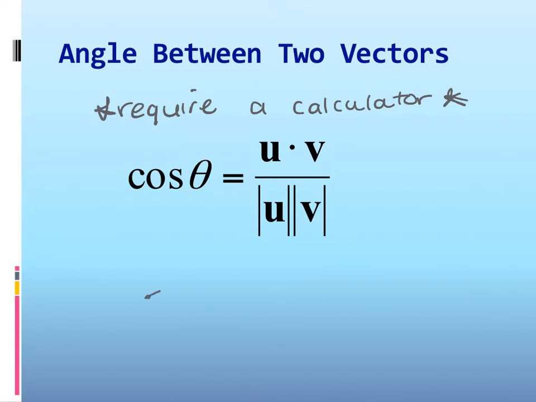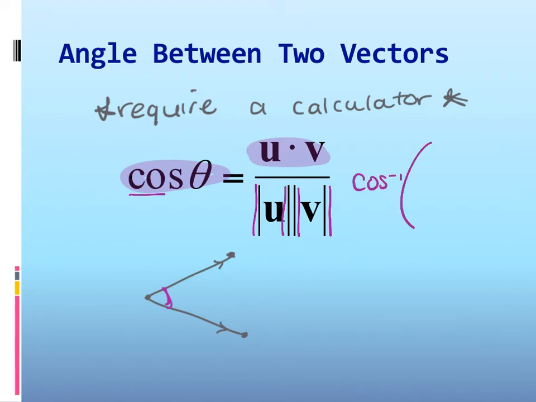If I've got a vector here and a vector here, and I want to find the angle between them, I can say that the cosine of that angle is equal to the dot product of the two vectors over the product of the magnitude of each. So the last thing we're going to do, because this is cosine of theta, we're going to say cosine negative 1 of whatever we get from u dot v over the magnitude of u times the magnitude of v.